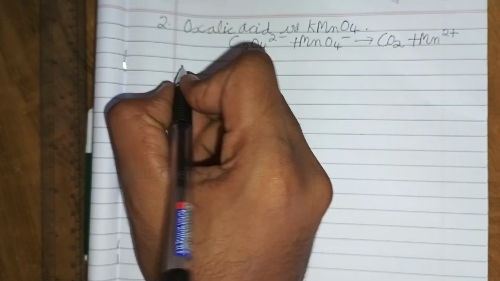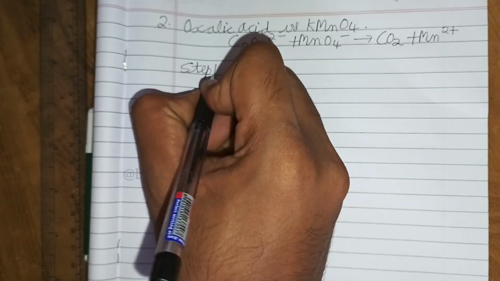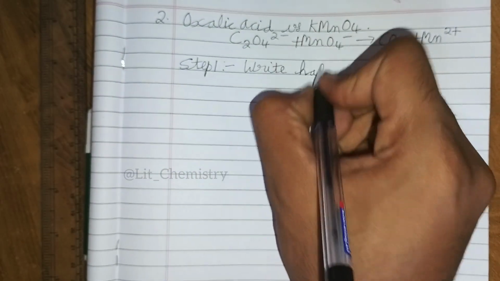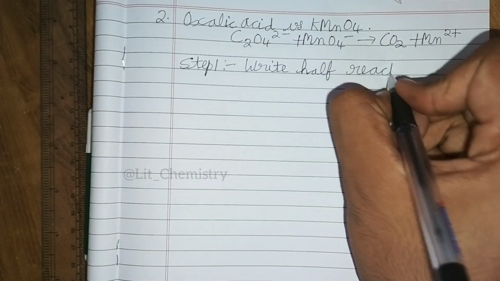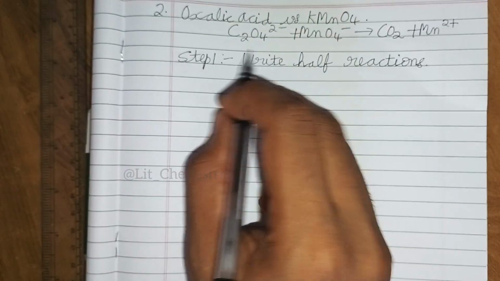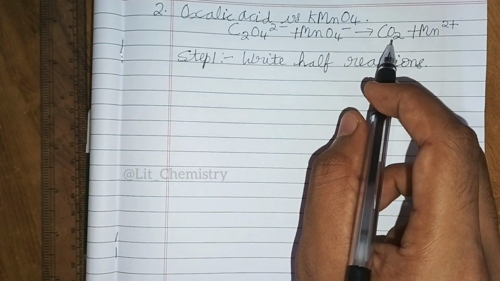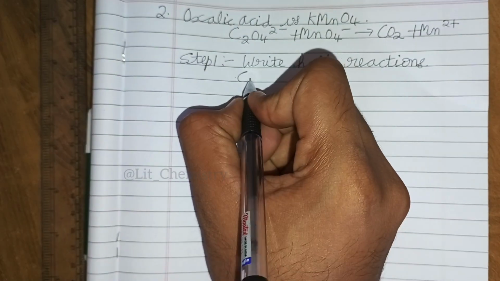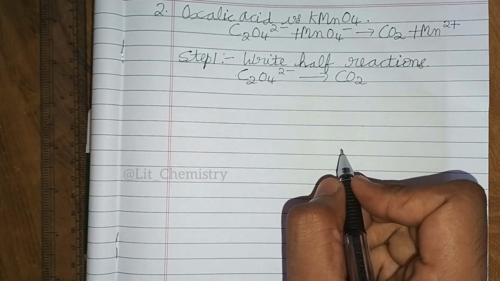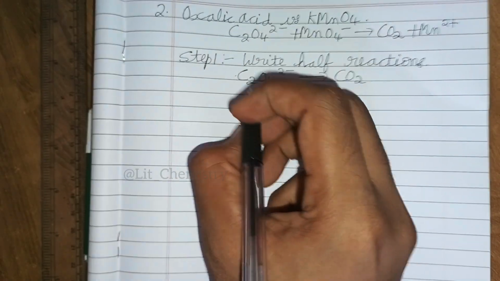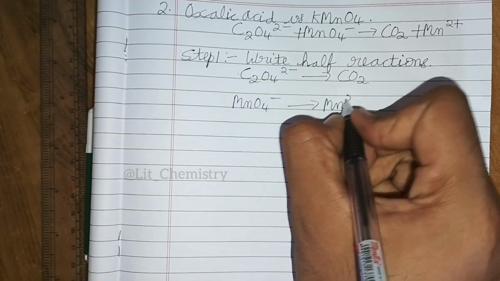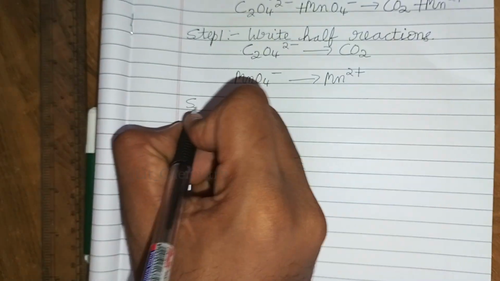So let's start. Step 1. Step 1 is write half reactions. So here the half reactions will be C2O4 2 minus gives rise to CO2, that is a half oxidation reaction. And let's write another half reaction: MnO4 minus gives rise to Mn2 plus. Let us move to step 2.